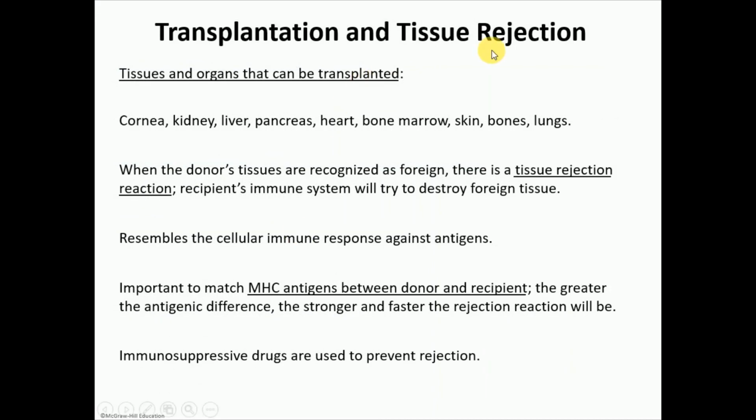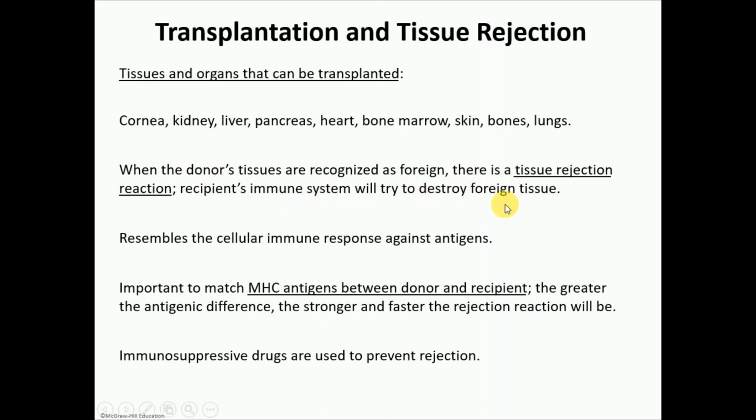Transplantation and tissue rejection also tie into the mismatching of different antigens. We can transplant different tissues and organs; here are some examples. But if the donor's tissue is recognized as foreign, this is when a tissue rejection reaction is going to occur.